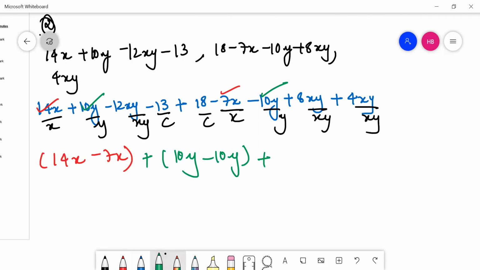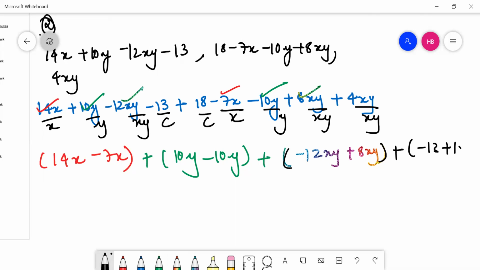Now I'm going to group the xy terms together. So it would be minus 12xy plus 8xy, so this and this term. And then I'm going to group the constant terms together, which will be minus 13 plus 18. Okay, so this and this. Okay guys, we have left one term of xy, which is 4xy. So it will be plus 4xy. So here I enter plus 4xy, okay.